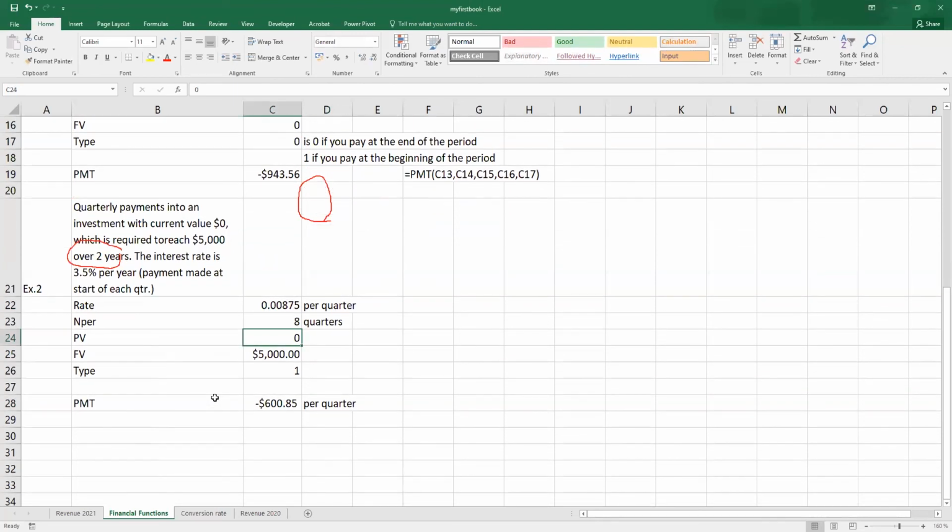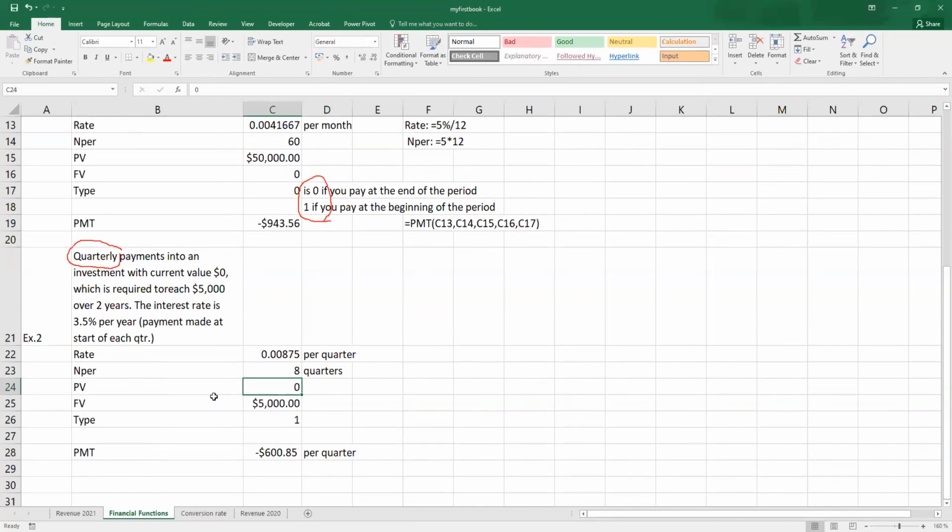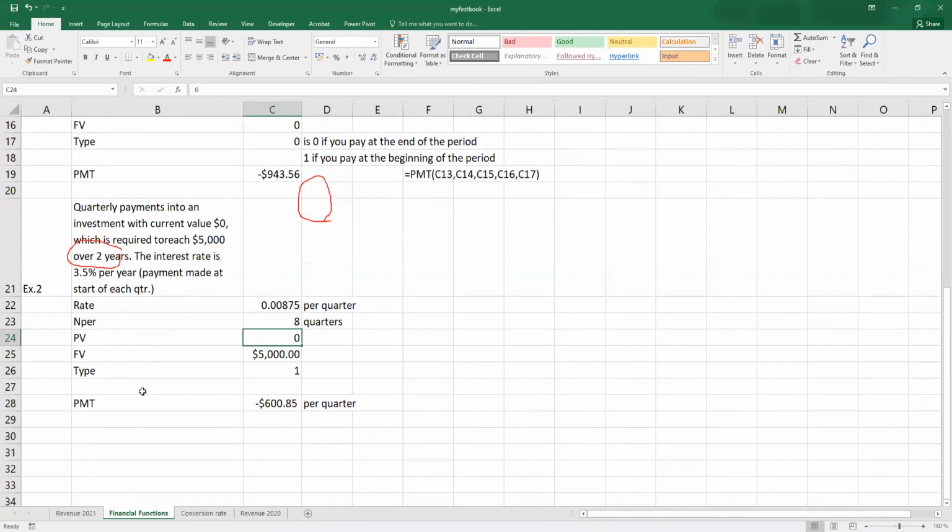Okay, so this is the payment function for investment, and the previous example was about the loan. So, any questions about the PMT function? Okay, if you don't have any questions now, let's move on to the next function.